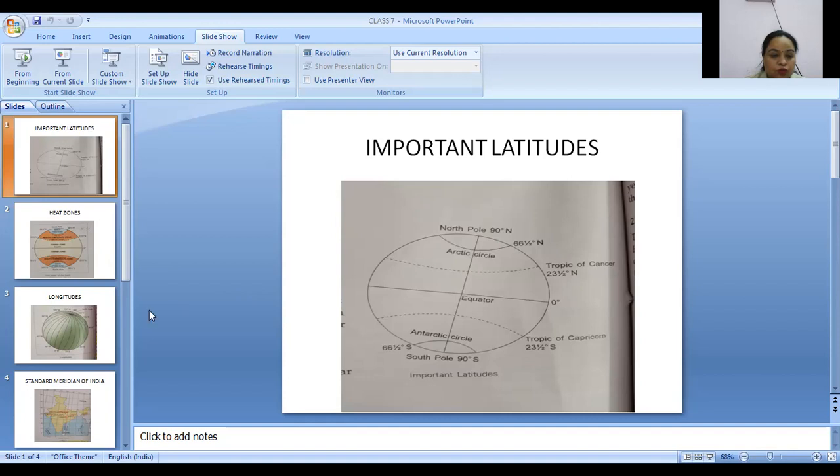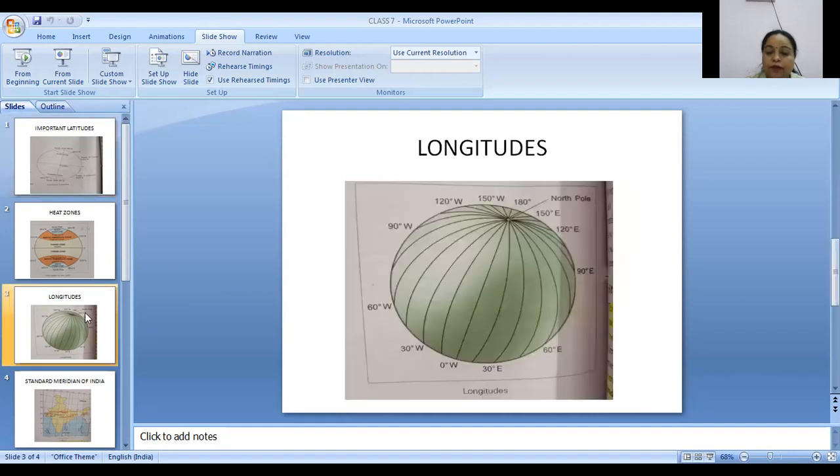Then we come to longitude. The next important concept is longitude. Okay, so longitudes are vertical lines. Today only I have explained it. Now longitudes are vertical lines, and the prime meridian is the longest meridian, or longest longitude, and its value is 0 degree.